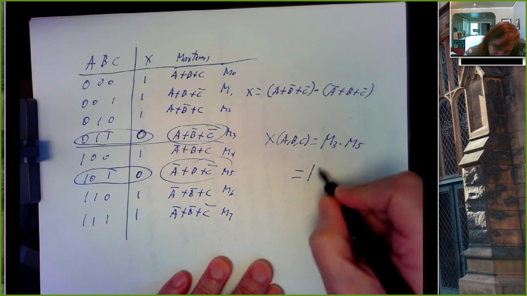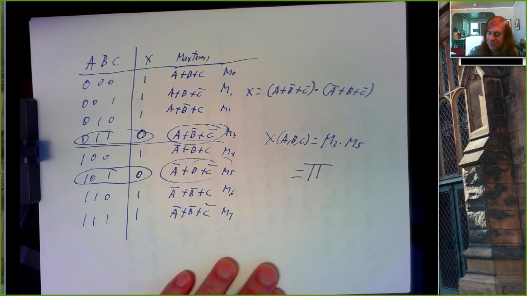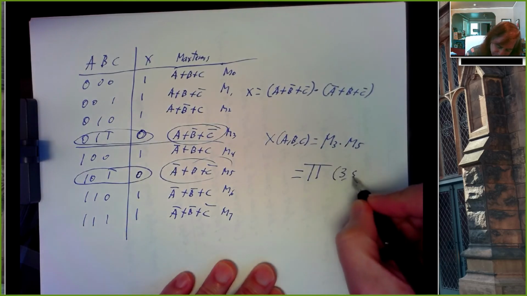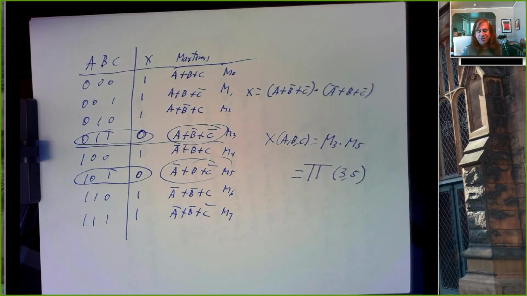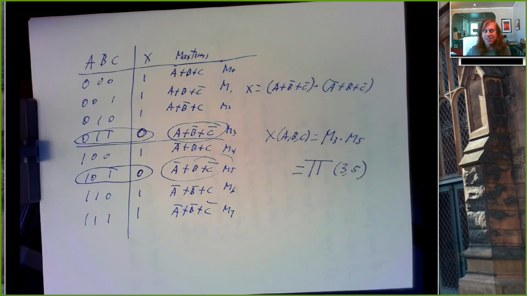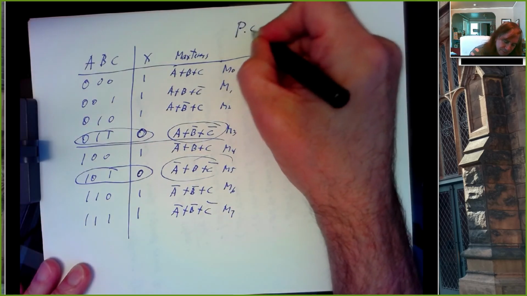And so we have a shorthand for this, which is to use a product rule and just list the index of the max terms that we care about. So product 3 comma 5 means M3 ANDed with M5. That's an uppercase pi instead of an uppercase sigma, product versus sum. So the book goes through this in good detail, and there's a bunch of homework problems that we'll look at shortly that give you practice with this. So this is sum of products, or product of sums.